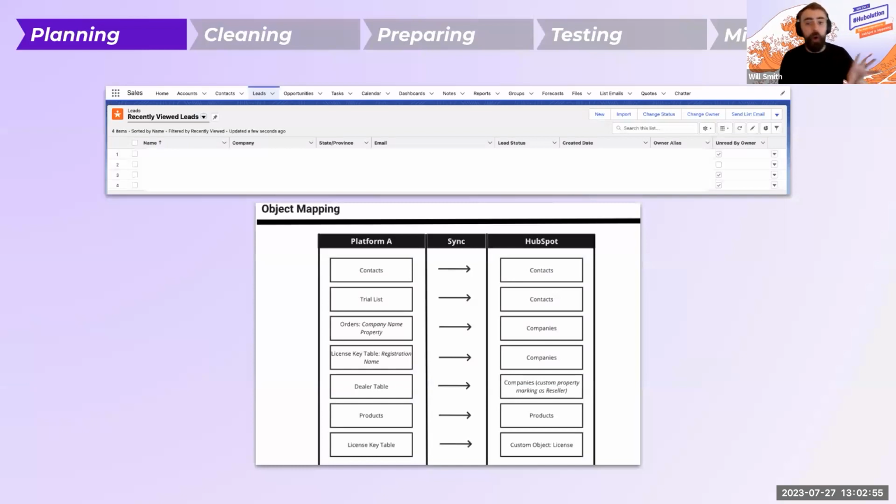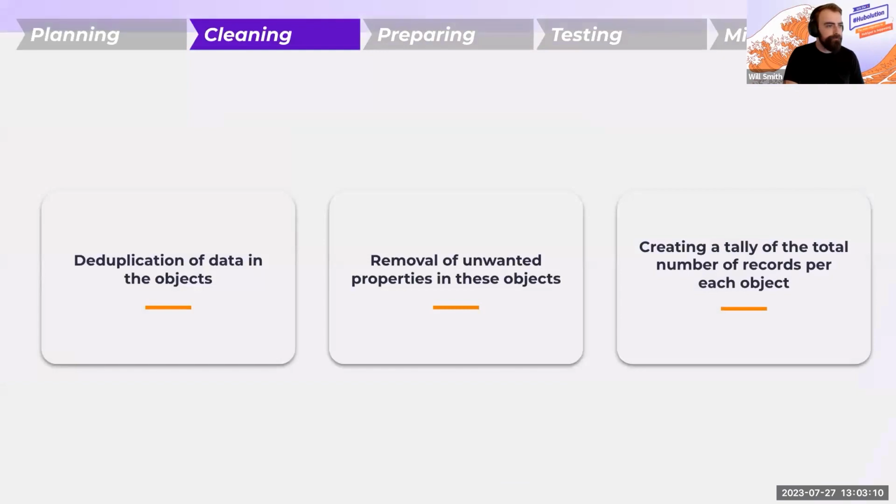So an example here is an object mapping between two platforms, a platform and HubSpot. It's really important to identify exactly where those items are going to end up. And here's a screenshot of what an example object looks like in Salesforce. So we move on to the cleaning stage. So here are your checklist items for this.